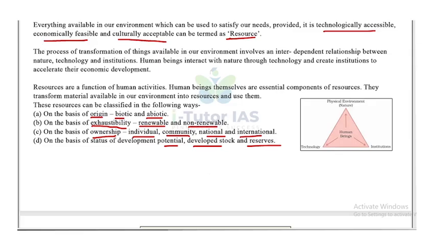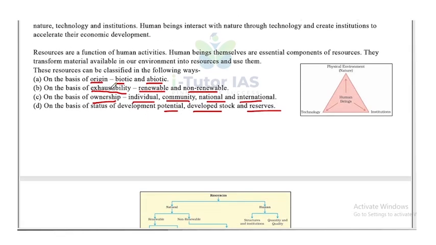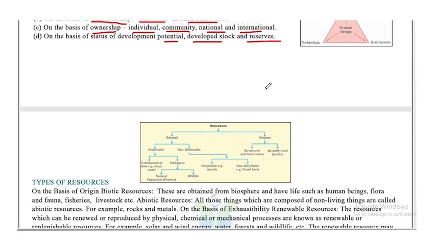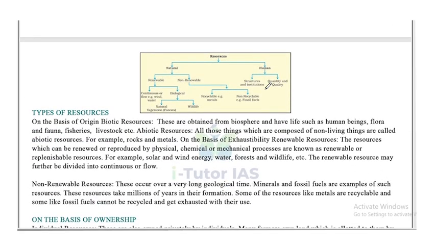So, first one is on the basis of origin, biotic and abiotic. On the basis of exhaustibility, renewable and non-renewable. On the basis of ownership, individual, community, national and international. And on the basis of status of development, potential, developed, stock, and reserves. Now, types of resources.